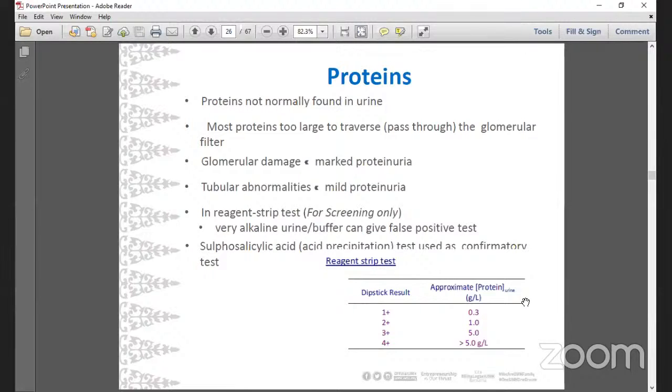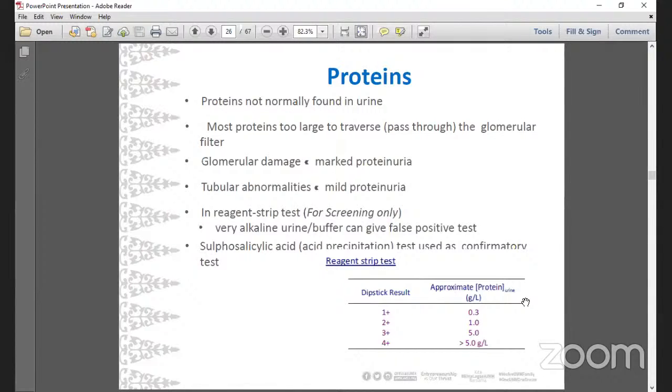Okay, next one is protein. Put in your mind that protein is not normally found in the urine, because the protein itself is too large to pass the glomerulus. So when we observe protein in the urine, it indicates proteinuria, so in terms of kidney function, either glomerular damage or tubular damage.